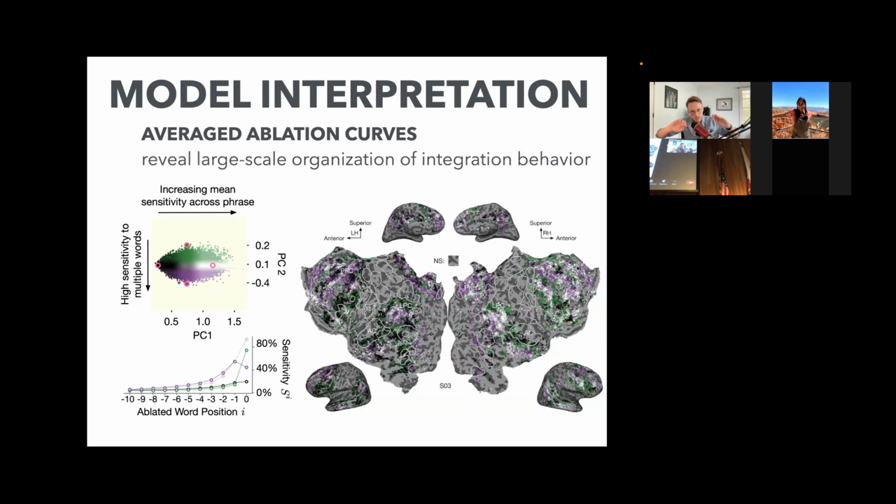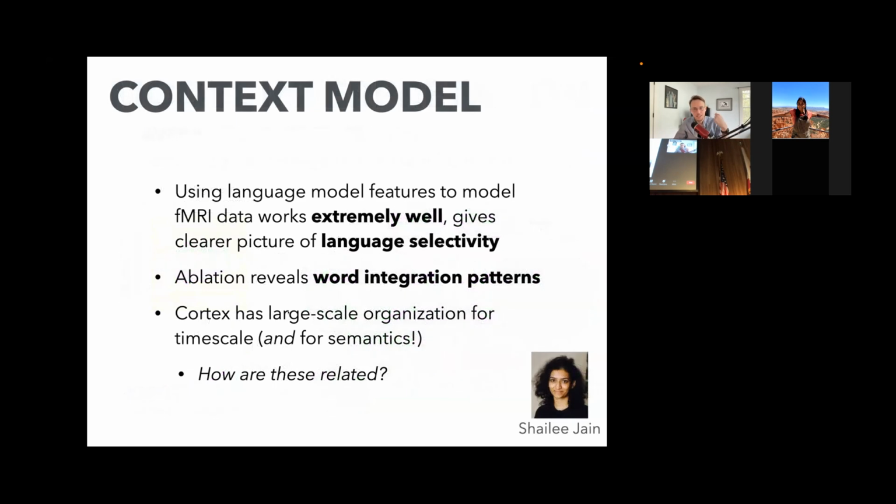So now this is a different picture. It's a different kind of measure than the semantic selectivity, the category selectivity that I showed you in those colorful maps earlier. One of the real questions we're interested in here, and I don't have a conclusion to this story, but this is what's coming next, is how these things are related: how the organization for timescale, or this integration across multiple words, is related to semantic selectivity.